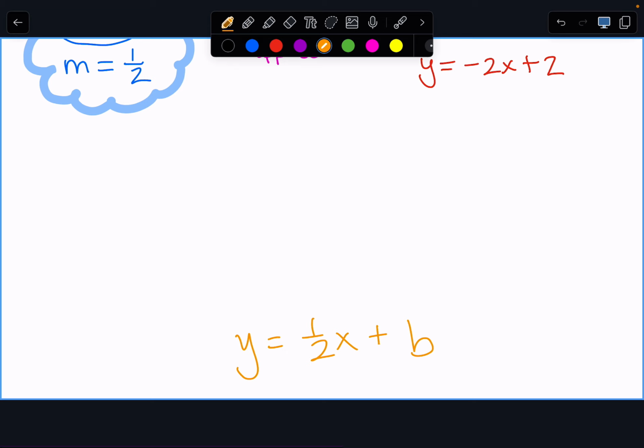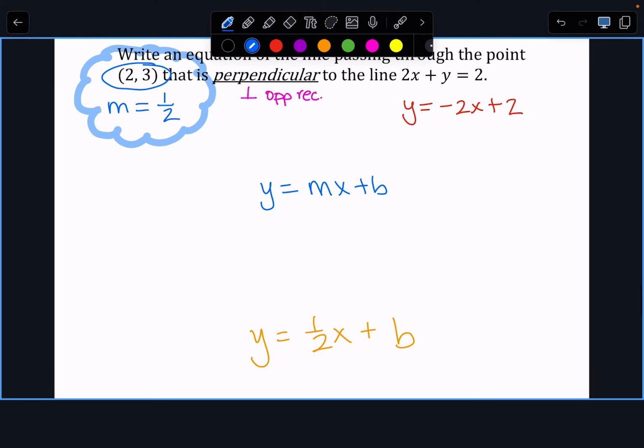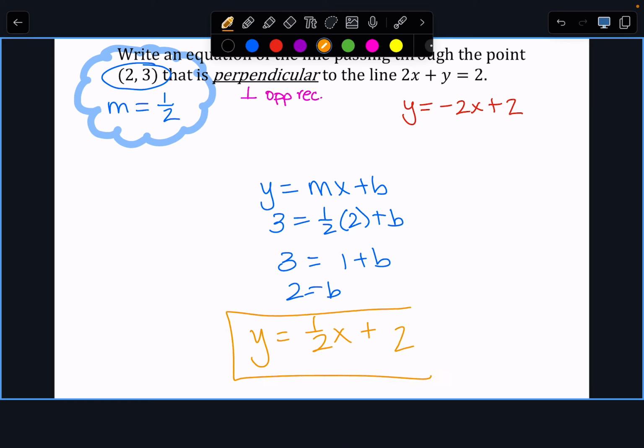Okay, so if y equals mx plus b, and we know that our slope is 1/2, x is 2, when y is 3, we get 3 equals 1 plus b, so b is 2. So I think the people with y equals 1/2 x plus 2 were correct.